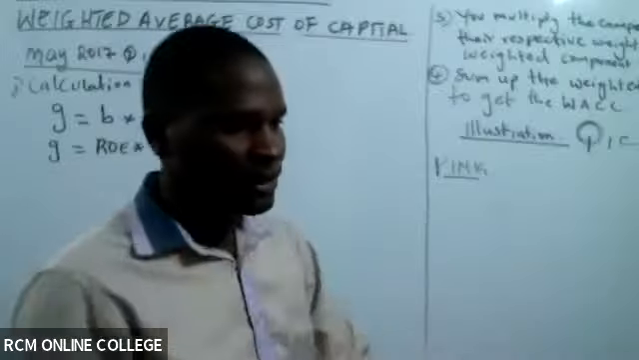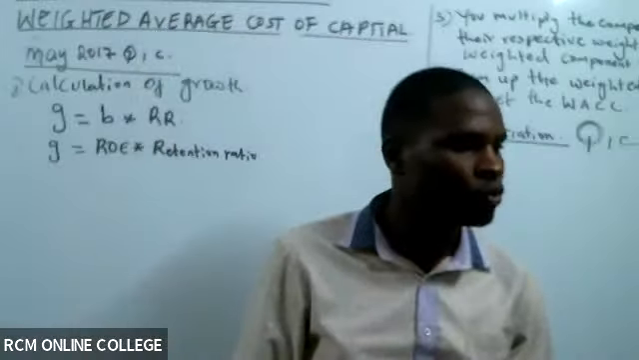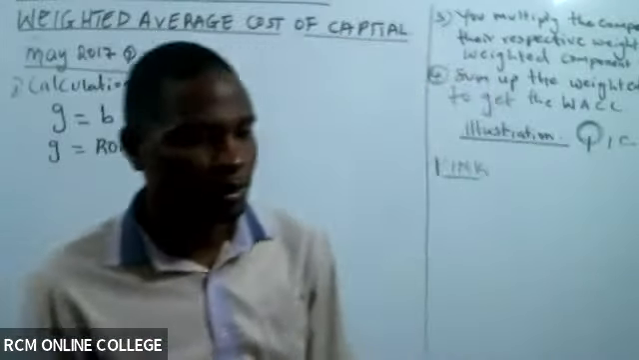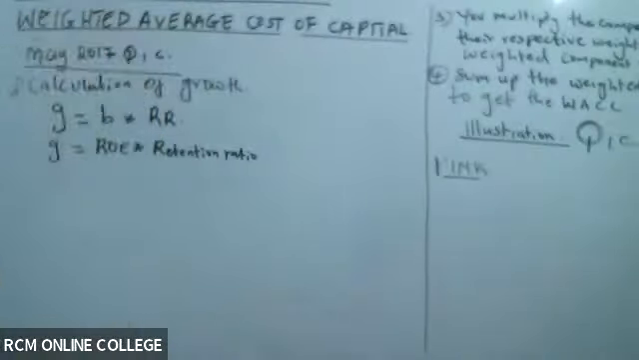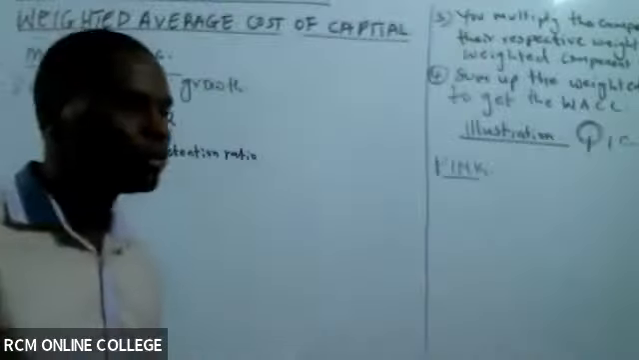Hapa sasa, just to check what you have. What was our payout ratio as a percentage? 40%. So what is our retention ratio? What did we retain? We paid dividend 40% from our profit. What is our retention ratio? Tuli retain ngapi? Hiyo ndio 60%.